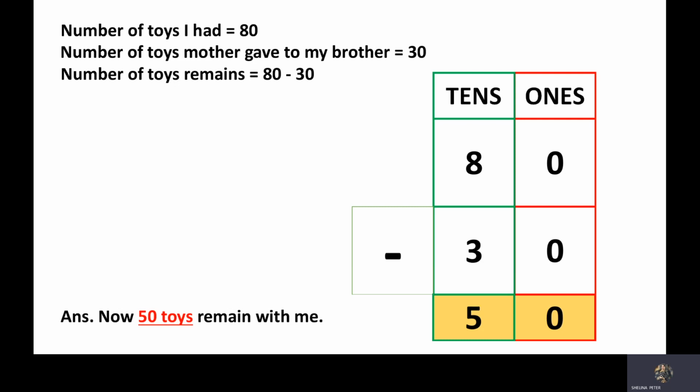So I hope you understood how to solve the word problem. Remember, first of all, underline the keywords, circle the numbers, form the statements, solve, and then write the final answer in the form of a statement. I hope you will practice these questions in your notebook.